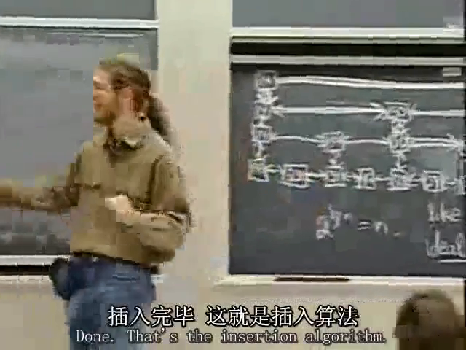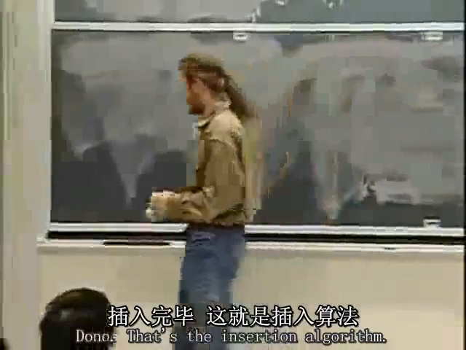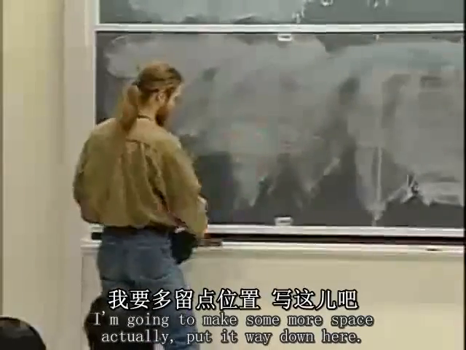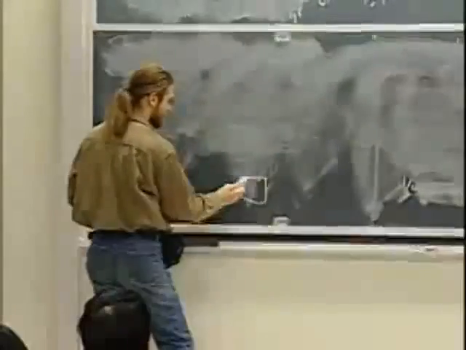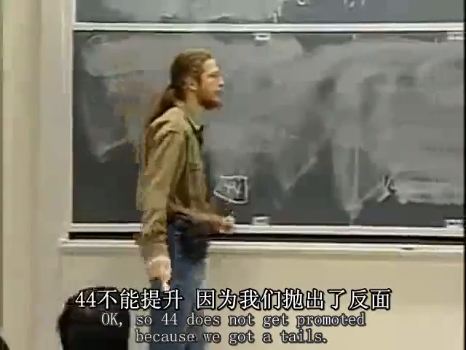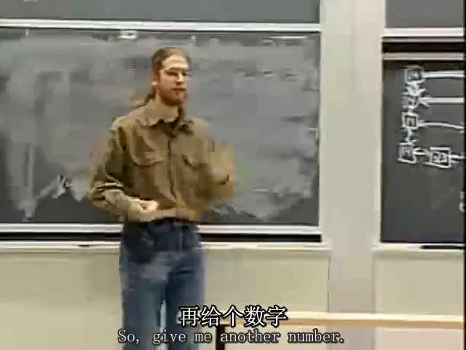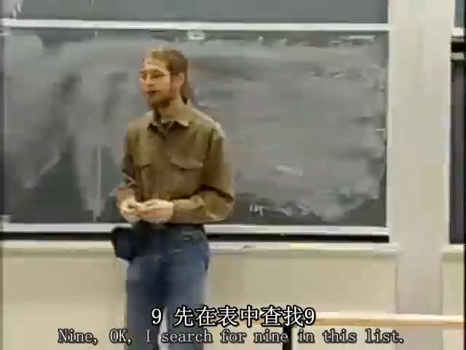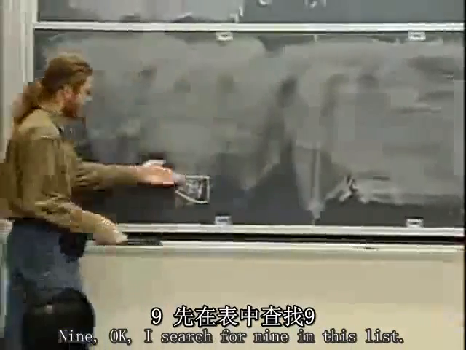Whew, done. Okay, that's the insertion algorithm. I'm going to make some more space, actually. Put it way down here. Okay, so 44 does not get promoted because we got a tails. So give me another number. 9. 9, okay. I search for 9 in this list.